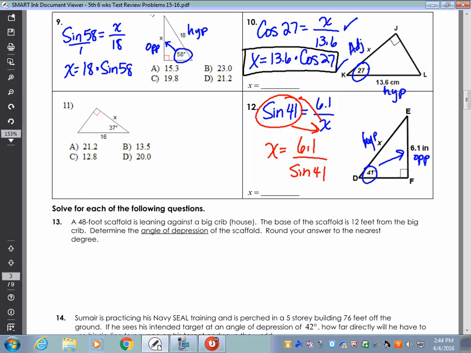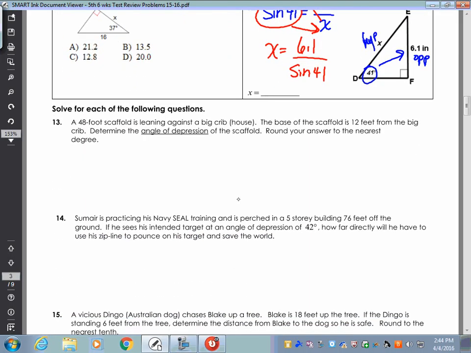Now when you get to 13 through 16, you're going to have to draw a picture. Please get in the habit of always drawing right triangles. I like to have mine in this following orientation.